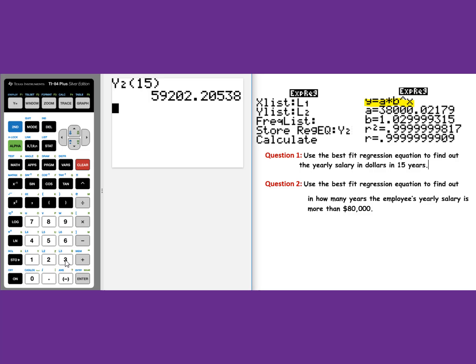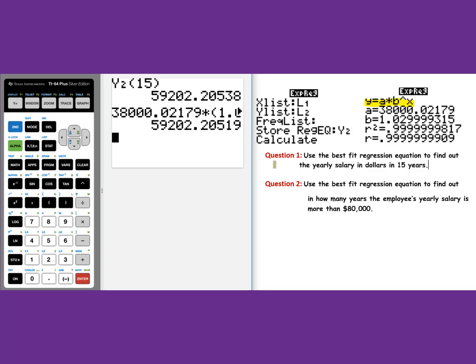Let's try 38,000.02179 times parentheses 1.024912349, and then the 15th power. See, almost the same answer.